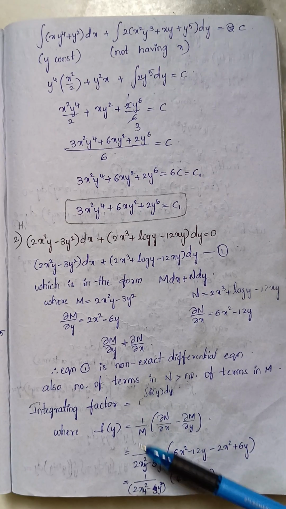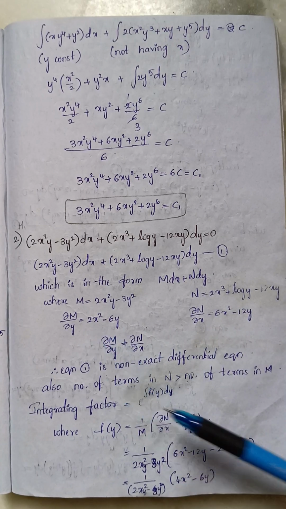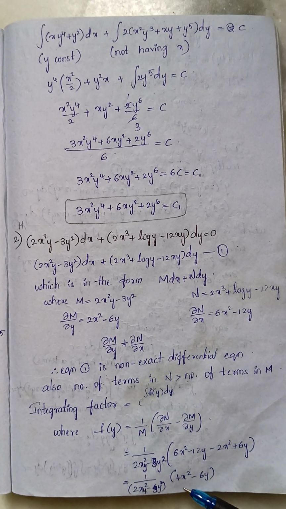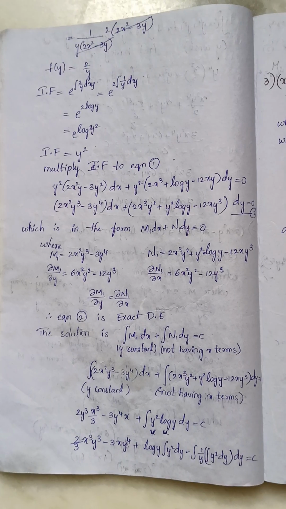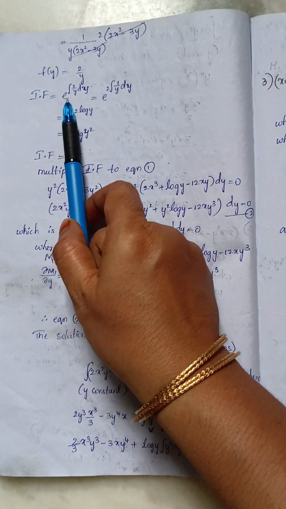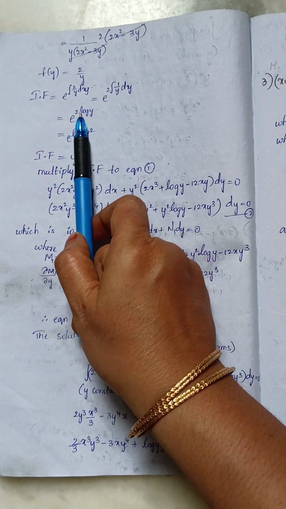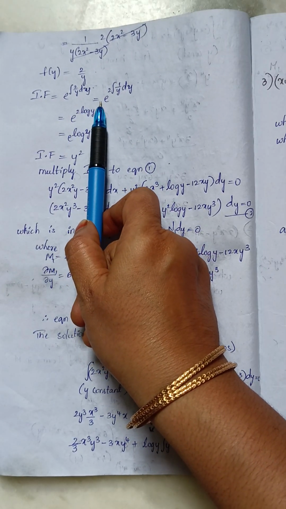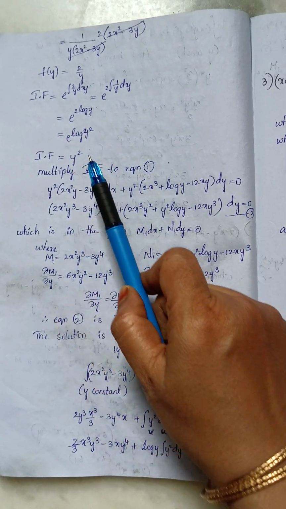1 by M into, M means here M into ∂N/∂x minus this one. Again this is 4x square, this is minus 6y, and here take common terms. What are the common terms here? y. When you take y as common, the same term will come and get cancelled, then 2 by y, e power integration of 2 by y dy is 2 into integration of 1 by y, which is log y. Again 2 taken as power, then e power log of any function is that function here.